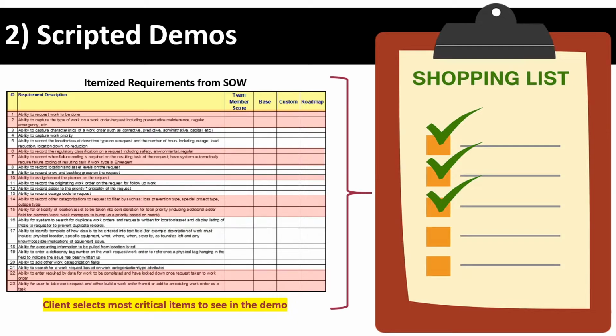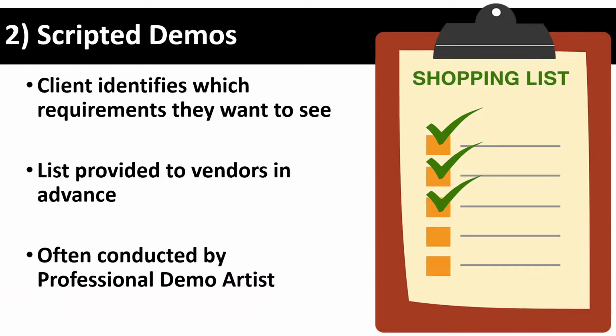You select them, you publish that list to the vendor community, and it basically is a shopping list to them, right? It's here's what we want to see in the demo, cover all these things. So there's a little bit more planning involved here on the client's internal side in the sense that you specifically go through and say, we want to see these items.